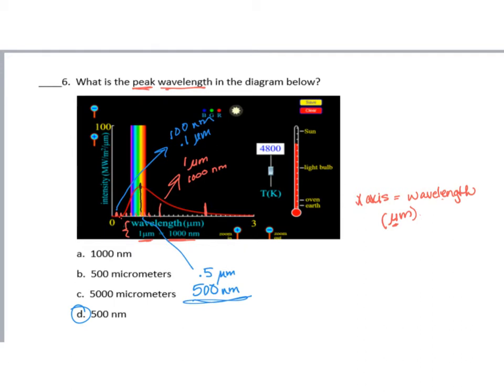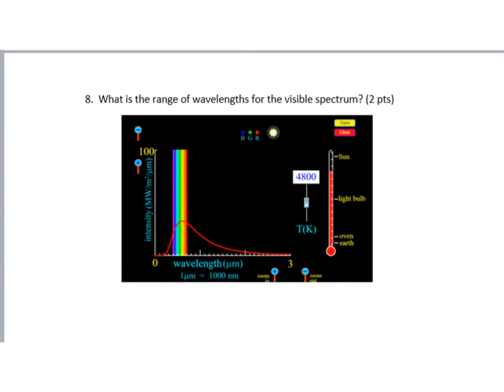Let's go to the next slide. So now this is asking for the range of wavelength for the visible spectrum. And so first of all, we need to know what the visible spectrum is. This is the spectrum of light that we can see, which is called the visible spectrum.